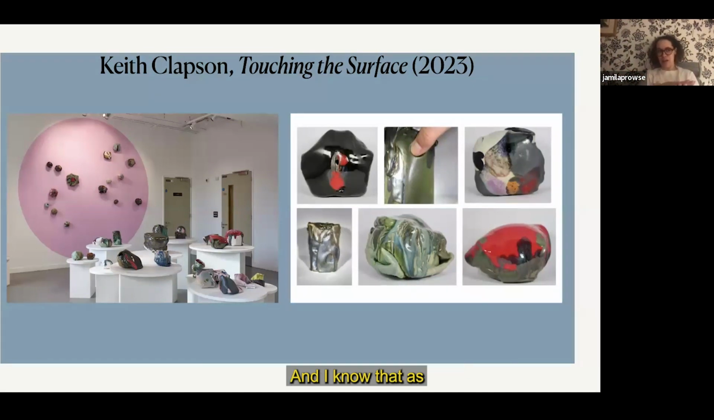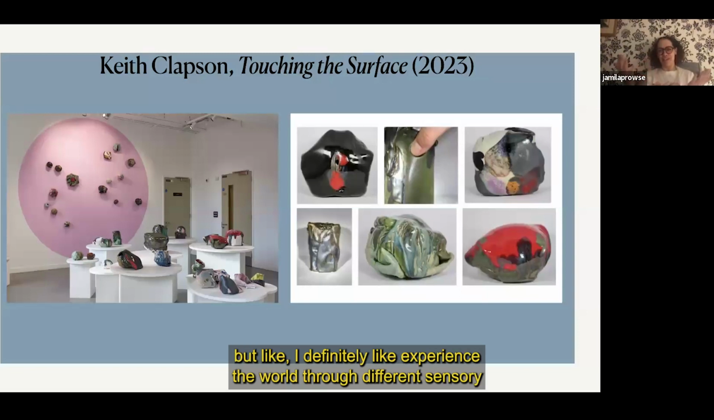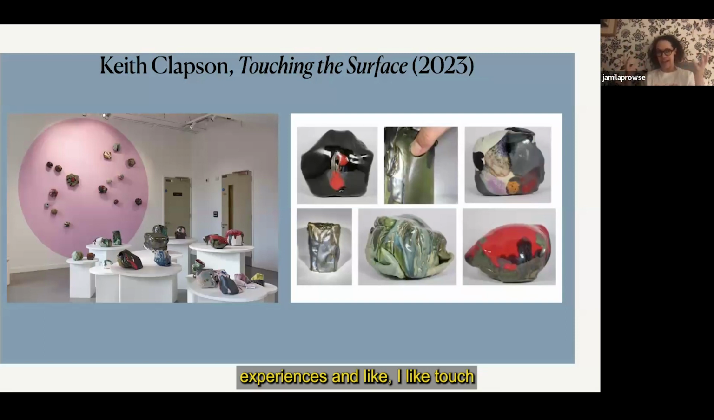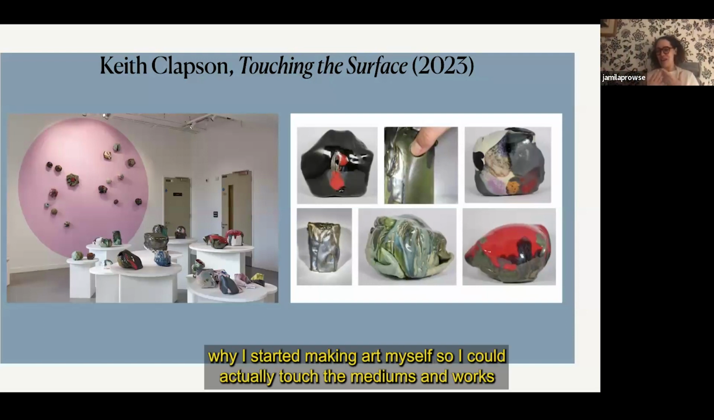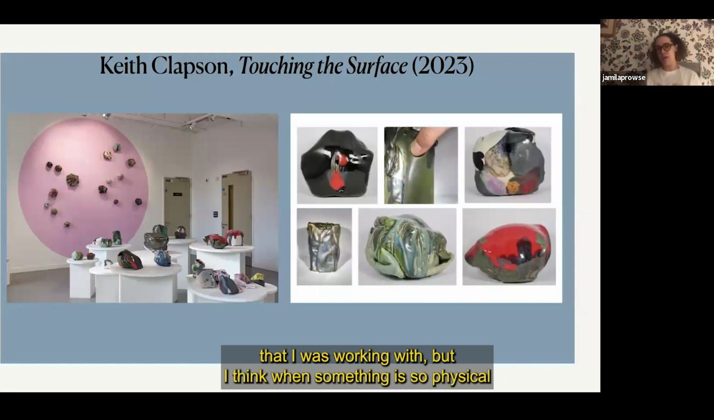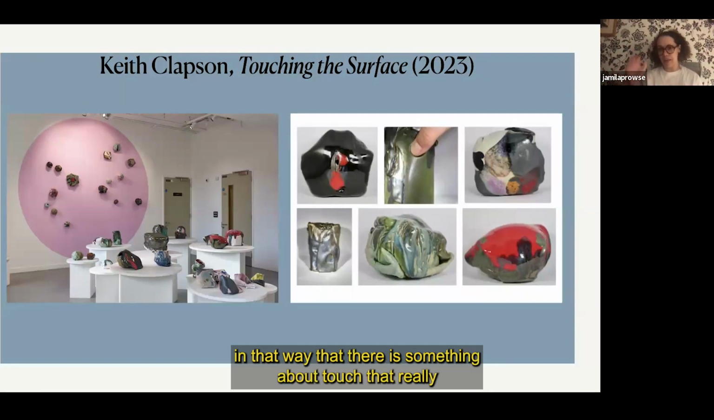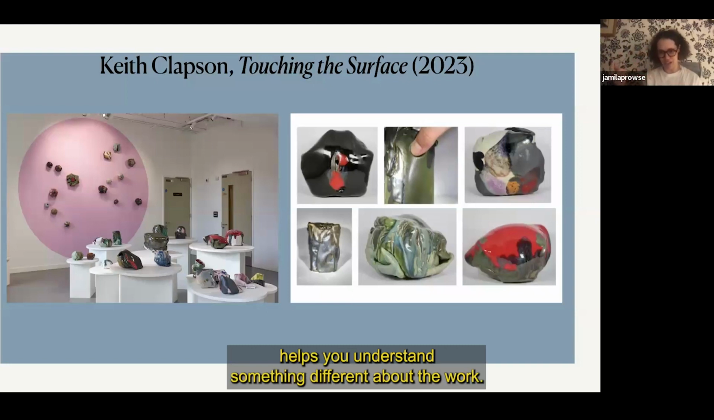And I don't know if it's because I'm autistic, but I definitely experience the world through different sensory experiences, and I like touch as a way of understanding things sometimes, like different textures. I feel intensely frustrated a lot of the time by not being able to touch artworks. Maybe that's why I started making art myself, so I could actually touch the mediums and works I was working with. When something is so physical, there is something about touch that really helps you understand something different about the work.